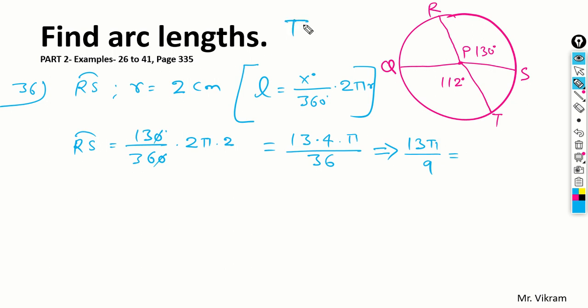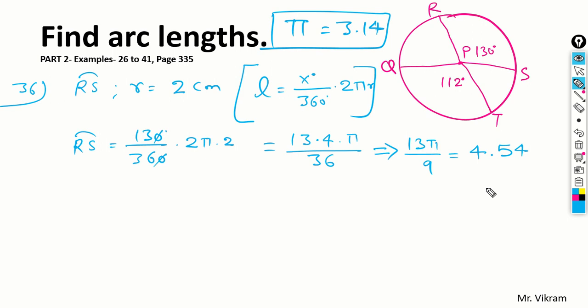Let me write here. Pi value is how much? 3.14. So then multiply with 3.14, and your answer is 4.54. Right? That's your answer. Right? Any question? I hope not.